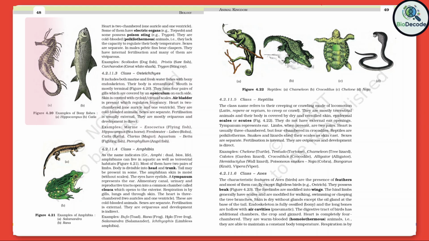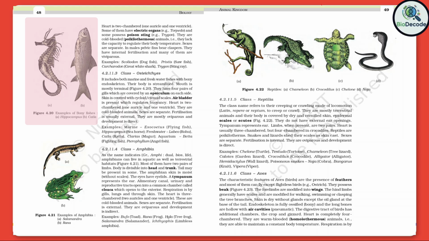Figure 4.20. Examples of bony fishes, A. Hippocampus, B. Catla. This figure showcases members of the class Osteichthyes, or bony fishes, which are characterized by a bony endoskeleton, cycloid or ctenoid scales, and an operculum covering gill slits.